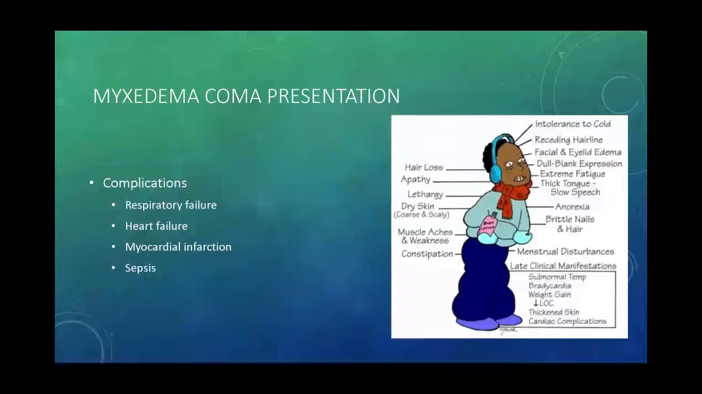They're also going to be somnolent and lethargic, with slow speech. They'll sometimes have periorbital edema around their eyes. They can be bradycardic and hypotensive. In terms of their neurological status, this can range from just being slow to respond to being comatose.